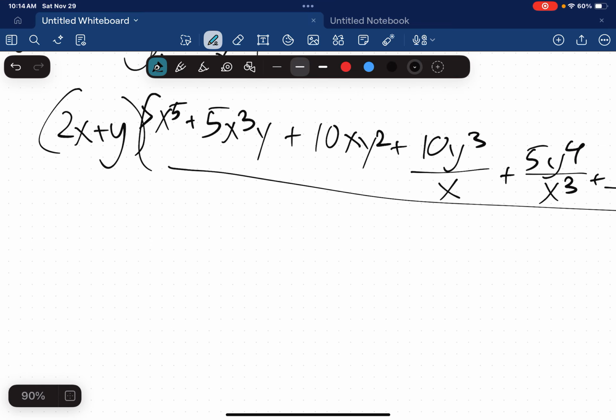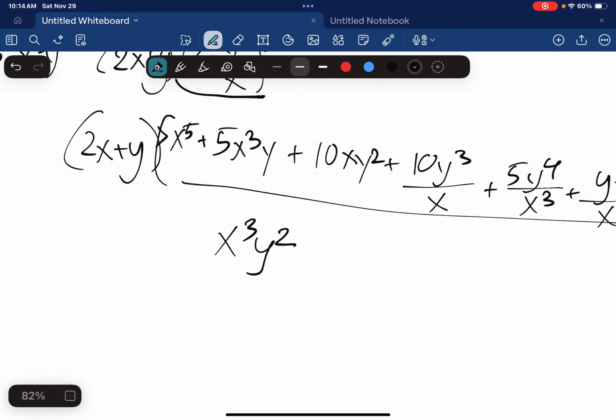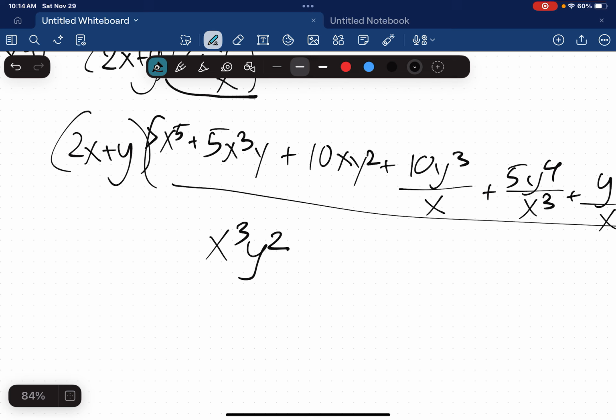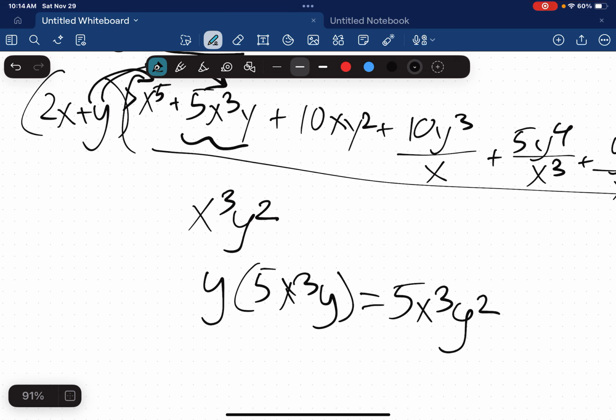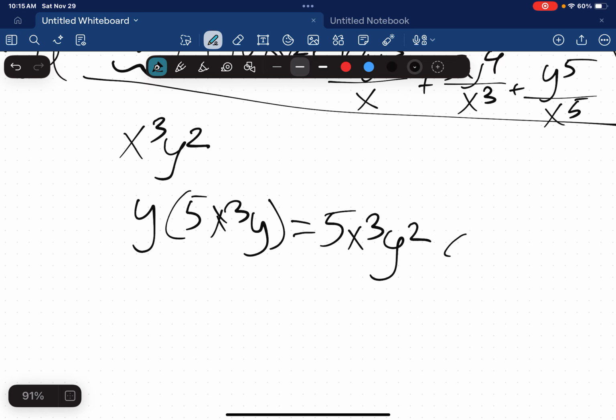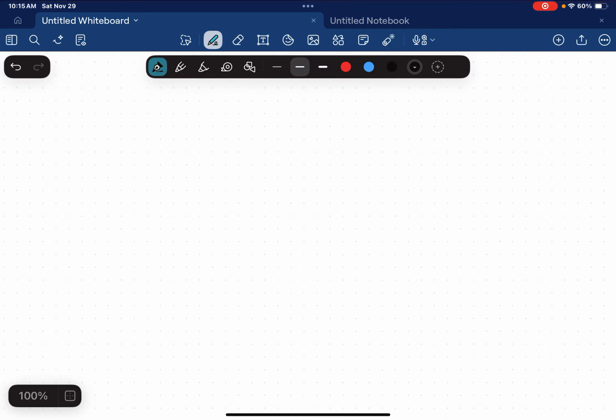And we know we're looking for the term x cubed y squared, and to get that term we're going to have to look at this number right here, since it's our only x cubed term. Y comes into all of these at one point, and look at that. That'll give us y times 5x cubed y, which is then equal to 5x cubed y squared, and it's asking for the coefficient, so the coefficient is equal to 5. Okay, look at that, we're almost done. No, we're not. That was a lie.